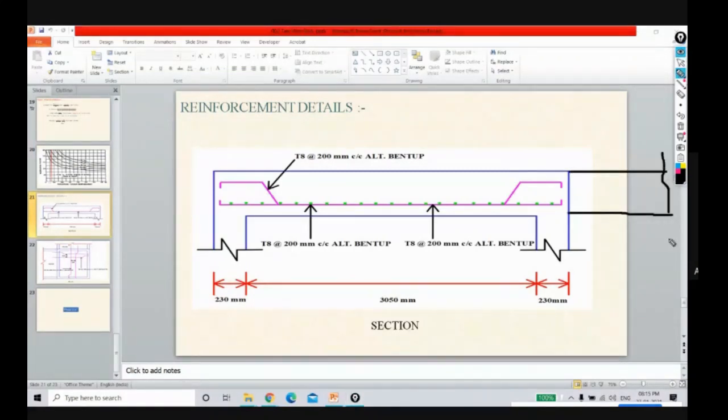And then this reinforcement will continue like this. Are you getting? Yes, sir.